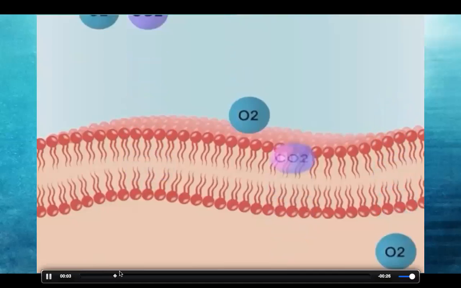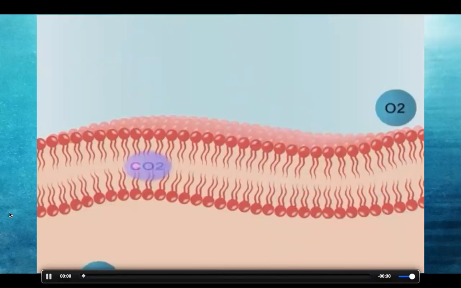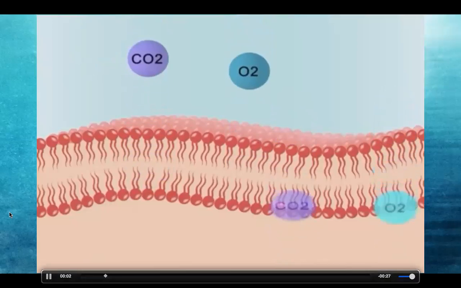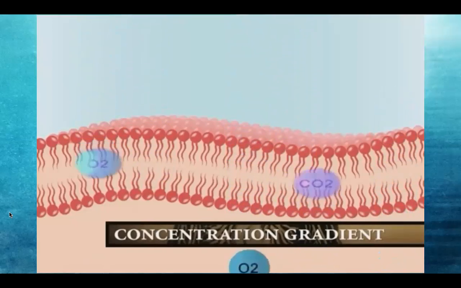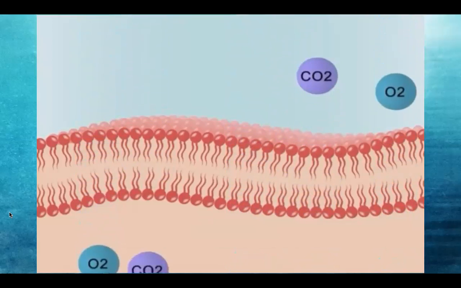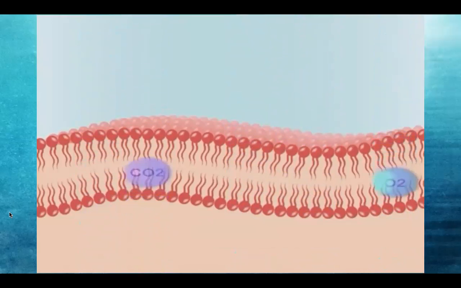Or out of the cell. Let me just start that over. Their net direction of flow into or out of the cell depends on the concentration gradient, the difference in the concentration of like molecules inside and outside of the cell.